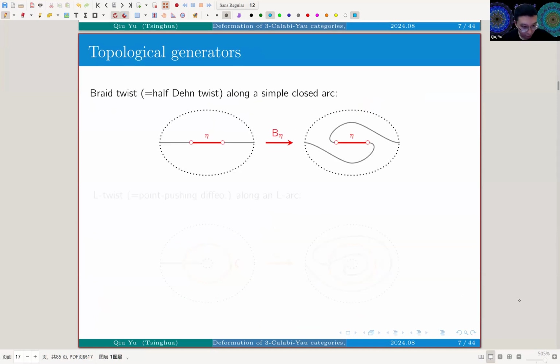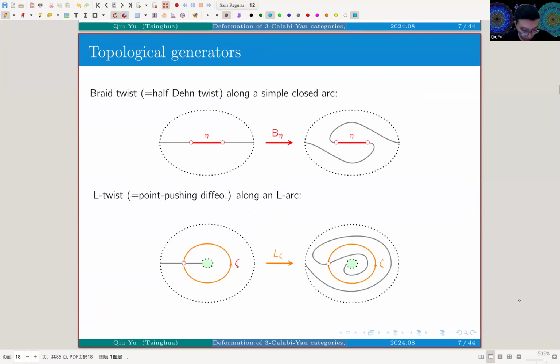For the braid group, the generator is the braid twist in the mapping class group of a surface. On a surface with some decorations, you use an arc to connect the decorations, and locally you can twist along it. There is another type of twist called the L twist. It's the point-pushing diffeomorphism, meaning that you push a decoration along a loop and you get an element in the mapping class group. So these are the topological realization of the braid group.